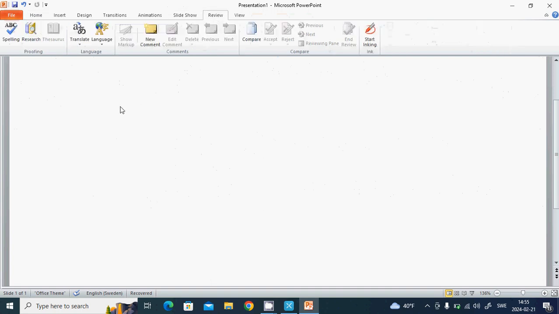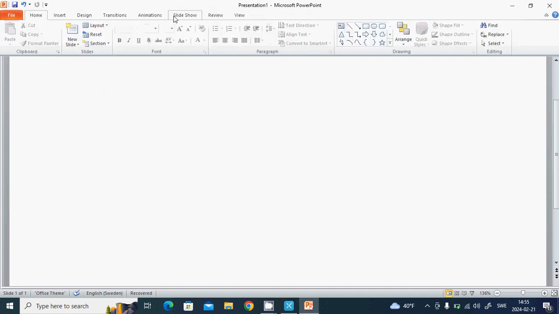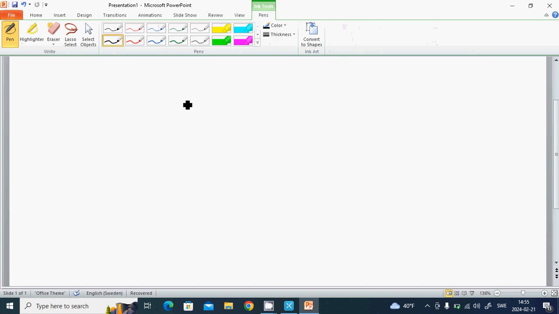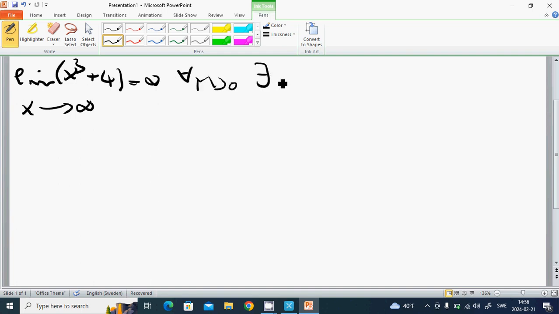It is this example, limit of x cubed plus 4 equals infinity when x goes to infinity. For each m, there exists n, when absolute x is greater than n, then absolute x cubed plus 4 is greater than n.